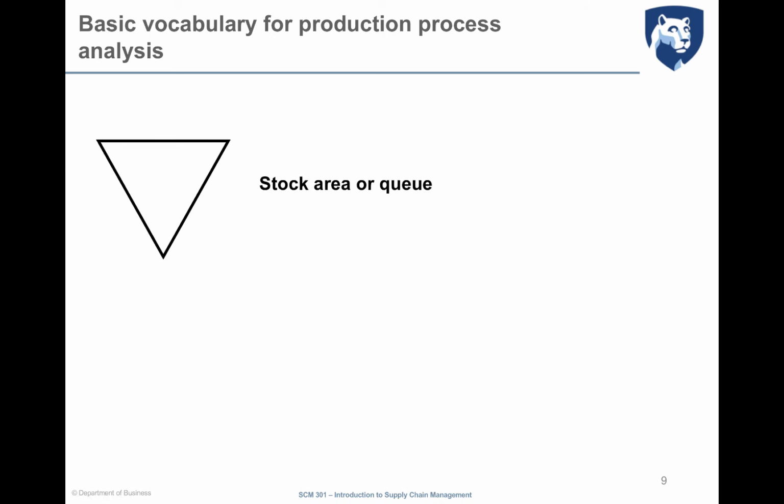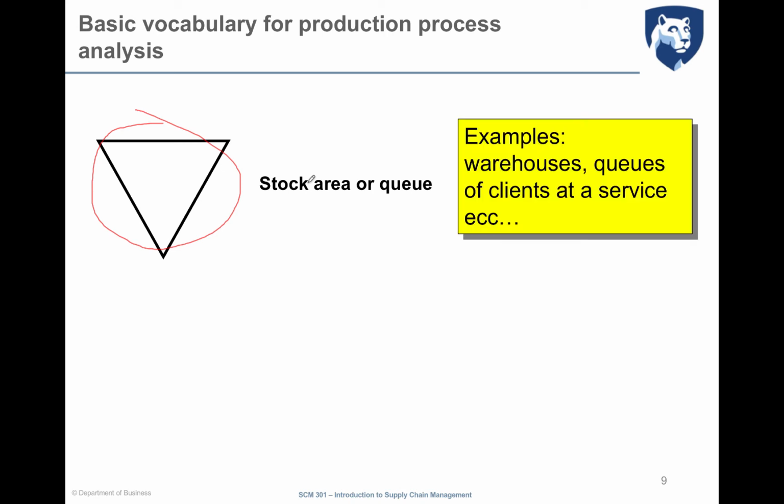Then you have, and we have already seen, the stock area or queue. This inverted triangle represents a space for inventory. It is something that includes products which have been accumulated in the production process. So this is the way to represent stock of product, or pay attention to the fact that even if I don't want to put a warehouse or structured inventory in that point, this can also be a way to represent a queue.